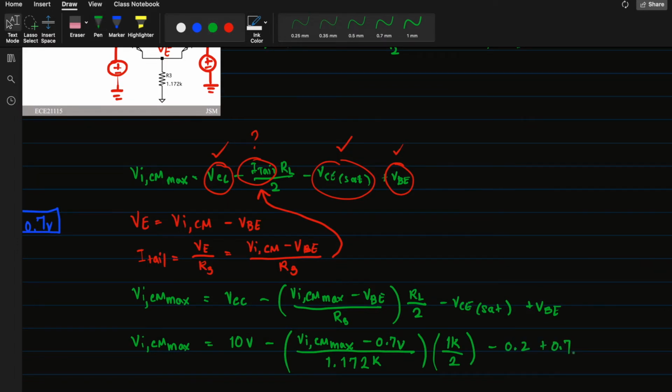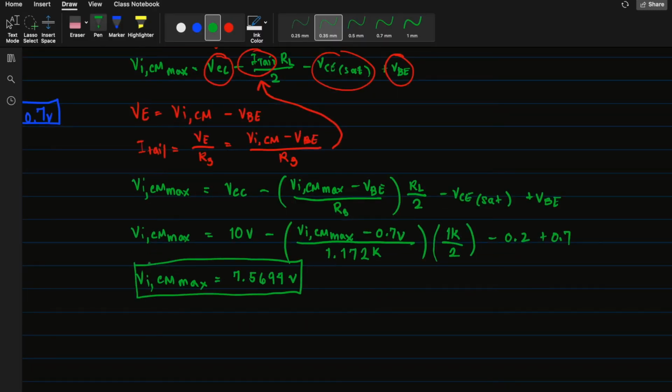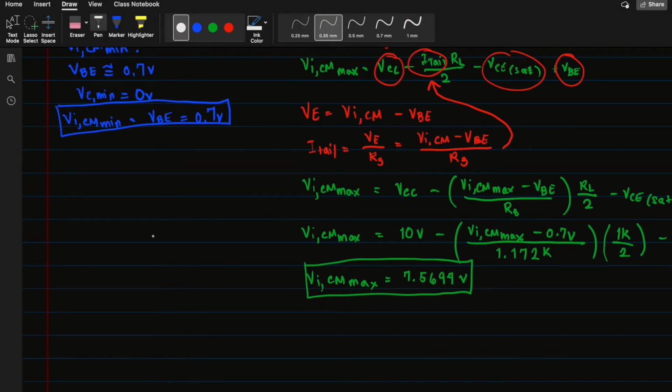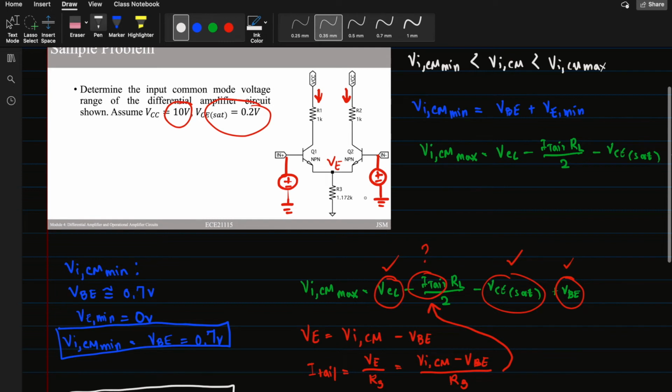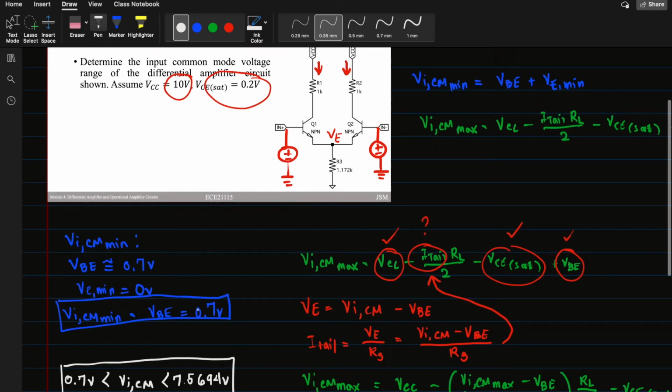So, nung sinubstitute natin si VCC equals to 10, VBE is equal to 0.7, VCE-SAT is equal to 0.2, R3 is equal to 1.172K, and RL equal to 1K, VICM na lang po yung natira. So, pwede na natin gamitin ang calcu to solve VICM. So, ang lalabas pong VICM max will be 7.5694 volts. So, therefore, the input common mode voltage range is from 0.7 to 7.5694 volts. So, anong ibig sabihin yan? As long as we have a DC voltage dun sa ating input terminals na ang value is in between these values, ang mangyayari is our amplifier will operate correctly po. Or it is biased correctly. So, ayun lang po yan.